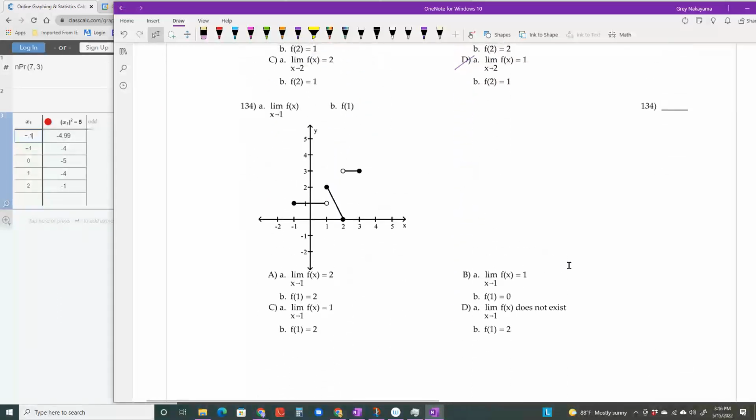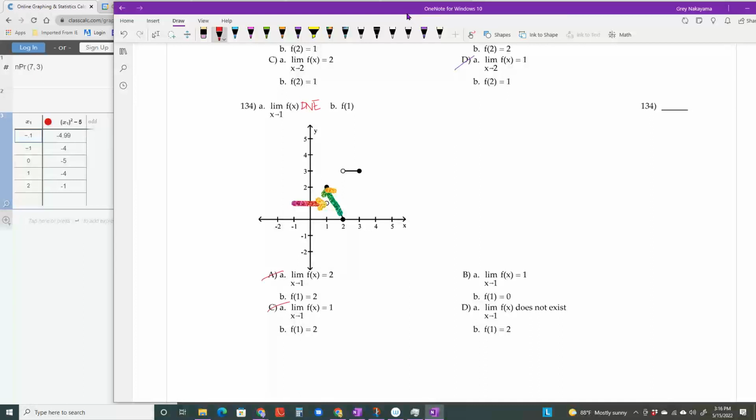134. Okay, this one, the limit as x approaches 1. So 1 is here. So this is going here. And this one is going here. So do my 2 arrows come together? They do not come together. And since they do not come together, the limit does not exist.